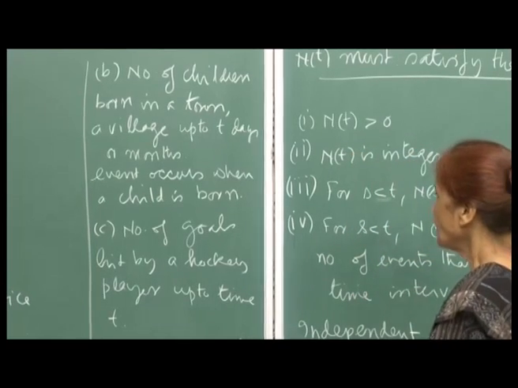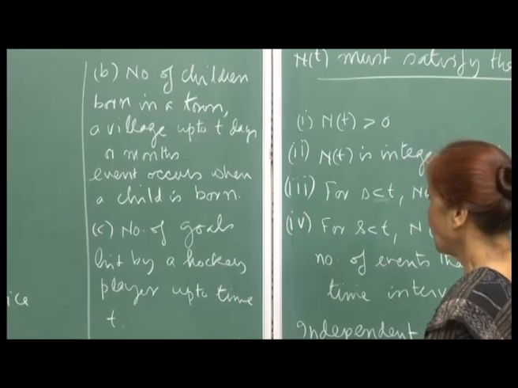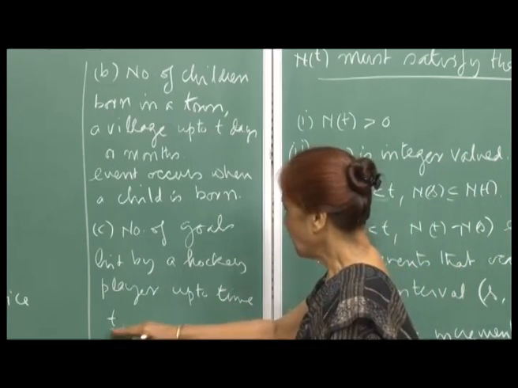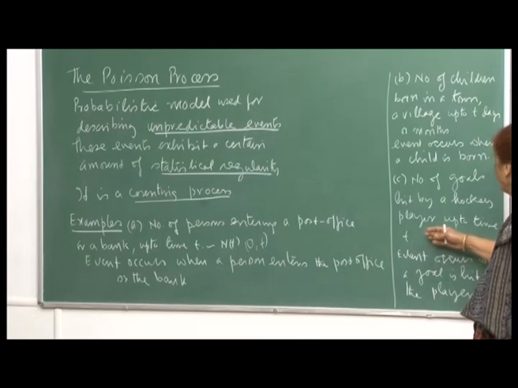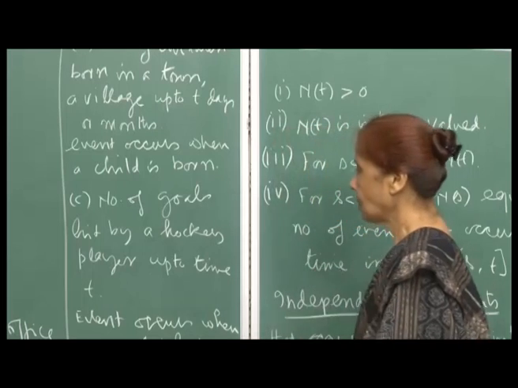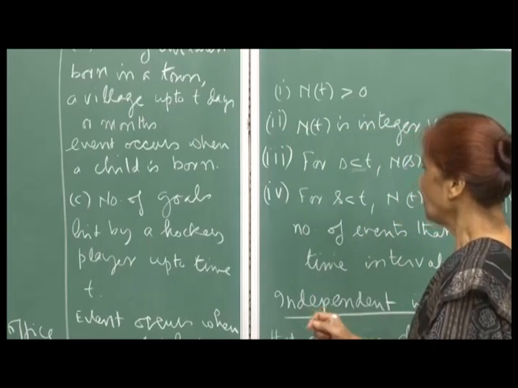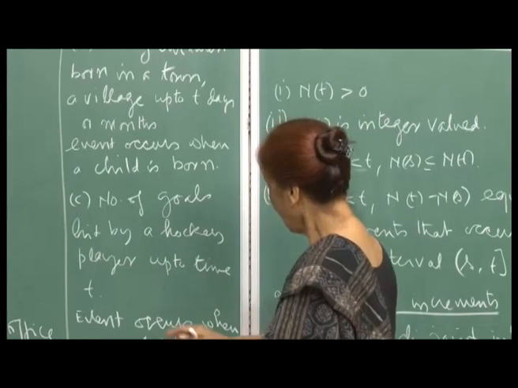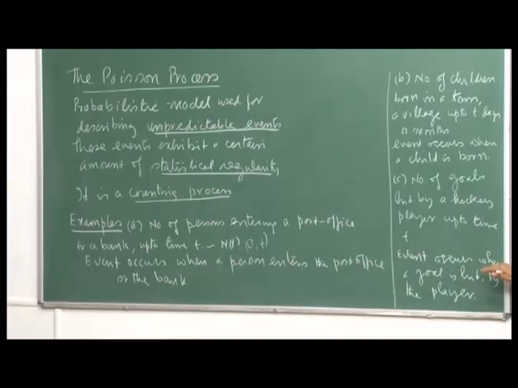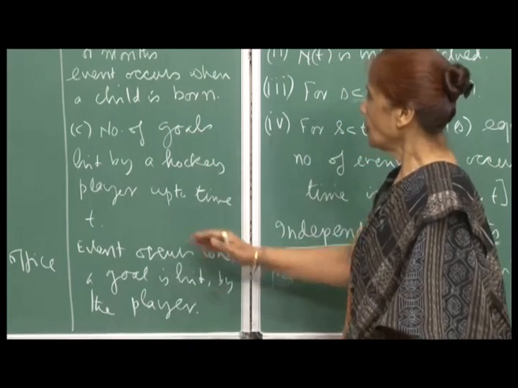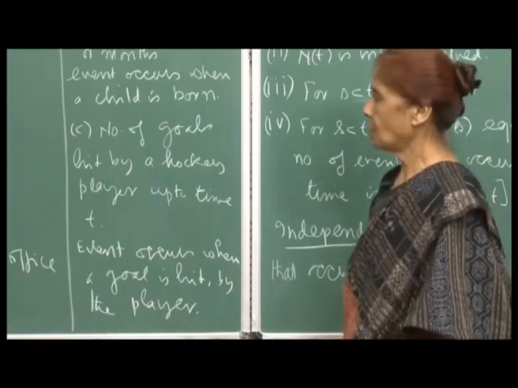Now, the number of goals hit by a hockey player up to time t. When the match starts, up to time t, maybe the half time or whatever it is, you identify a particular hockey player in the team and count the number of goals hit by that player. Here again, the event will occur when a goal is hit by this particular player.